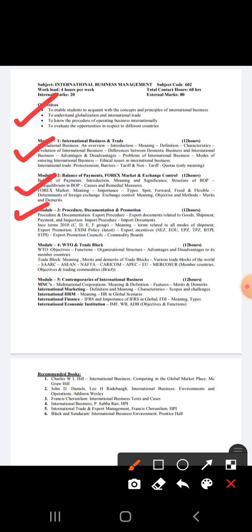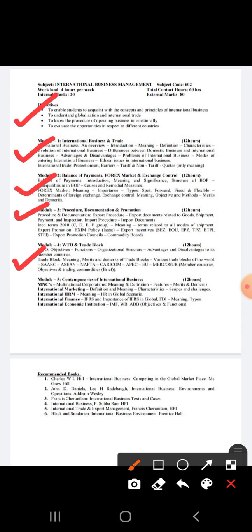In Unit 3, it is regarding procedure, documentation, and promotion, where you will discuss export procedure, export documents related to the goods, shipment, payment, and inspection, import procedure, import documents, exempt policy, export incentives. Then you'll have the fourth unit regarding WTO, that is World Trade Organization and Trade Blocs, where you'll be discussing the objectives, functions, organizational structure, advantages, disadvantages, trade blocs, meaning, merits.